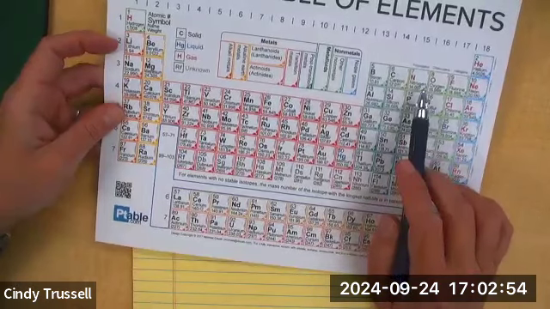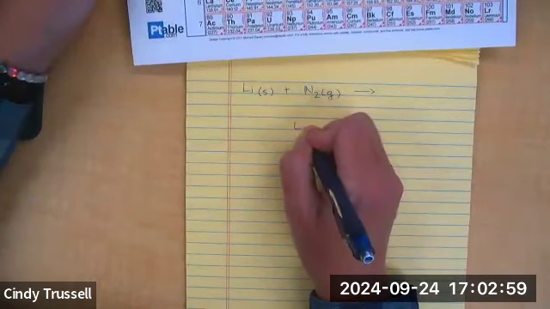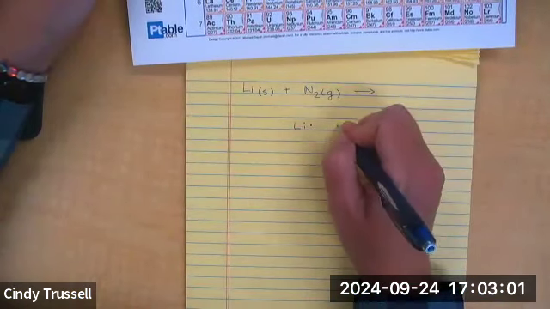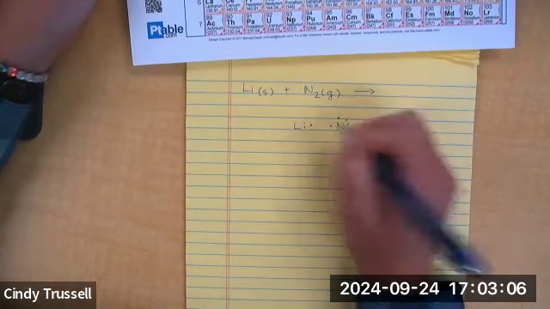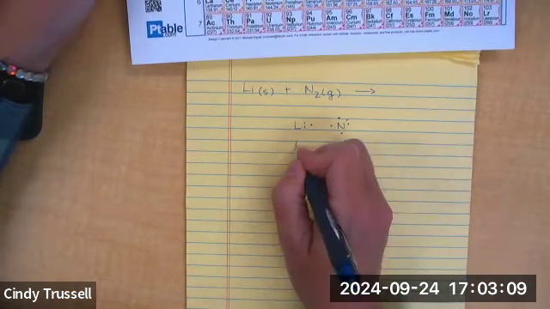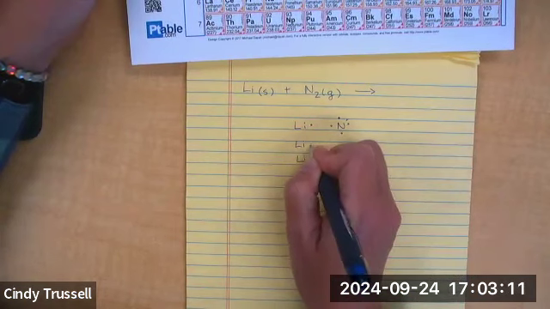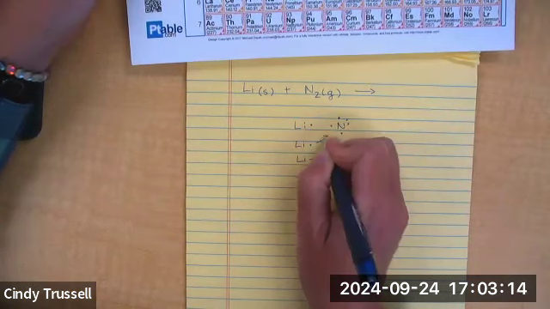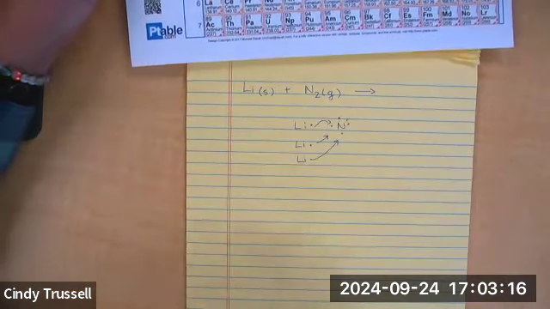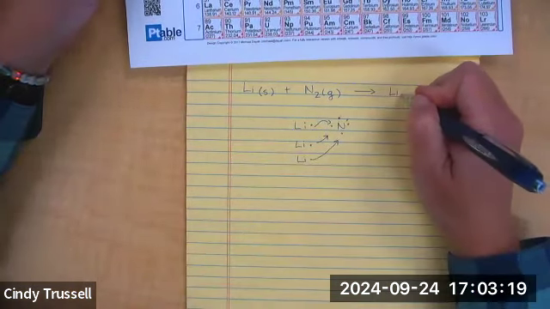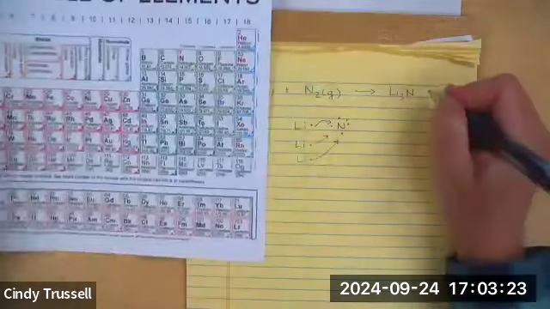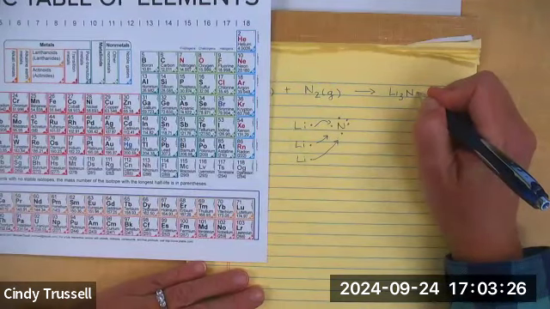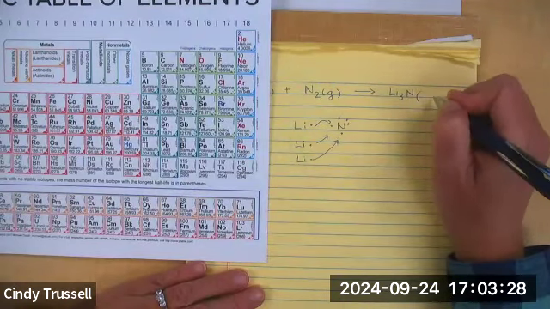So how many lithiums do we need for these nitrogens? I'm going to do a little Lewis structure here. Lithium has 1 valence electron and nitrogen has 5 valence electrons. So 1, 2, 3, 4, 5, and it wants 8. That means we're going to need 3 lithiums to give up, each one giving up its electron to nitrogen. So it's going to be Li3N, metal and non-metal. And then it doesn't tell us what lithium nitride is.